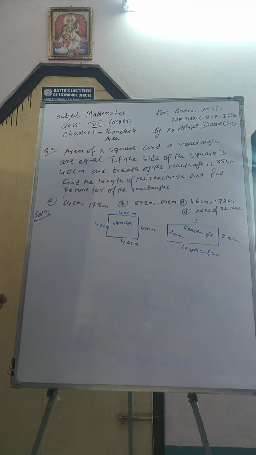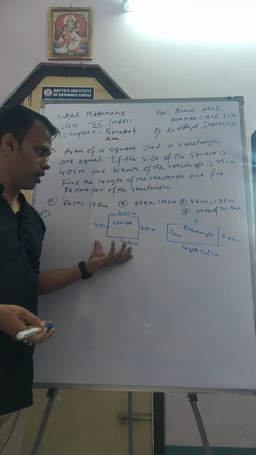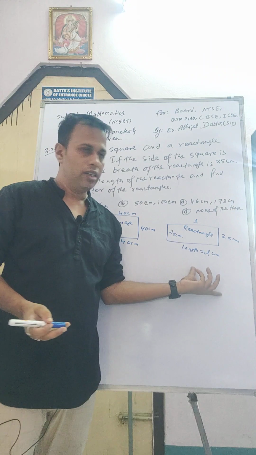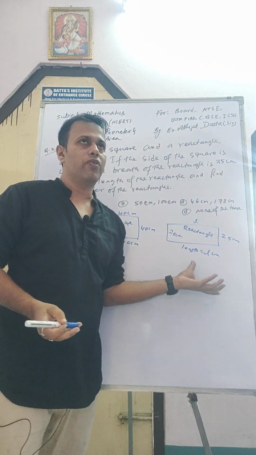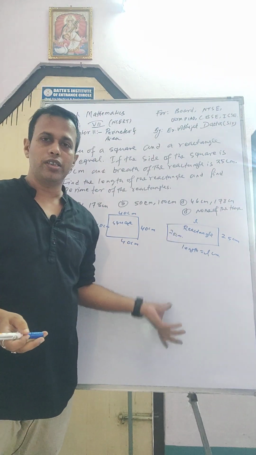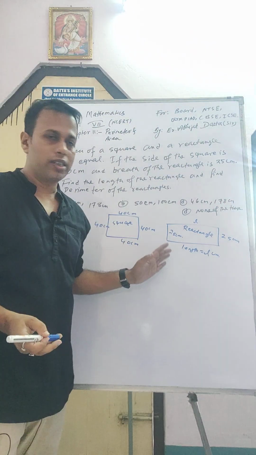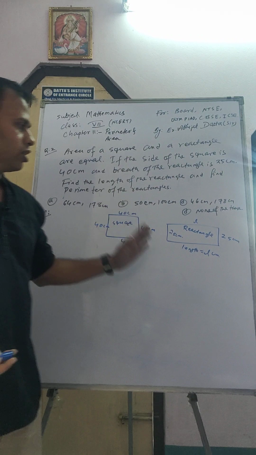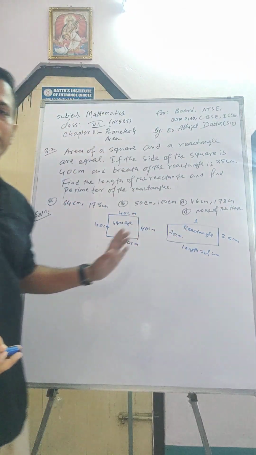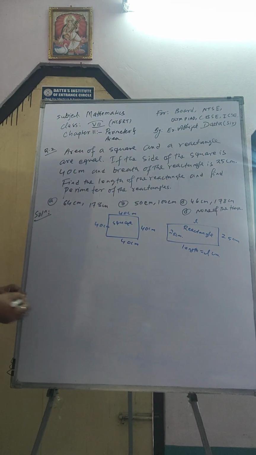Now what is the question? Area of this square is equal to the area of the rectangle. So from that relation we have to find out what the length is. Okay, the first question. And the second question, we have to find out the perimeter of the rectangle. So for perimeter, I will use the formula of perimeter of rectangle. For that we have to find out the value of L, that is the length.